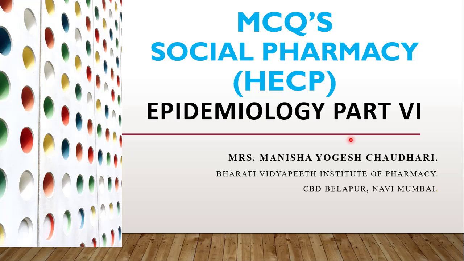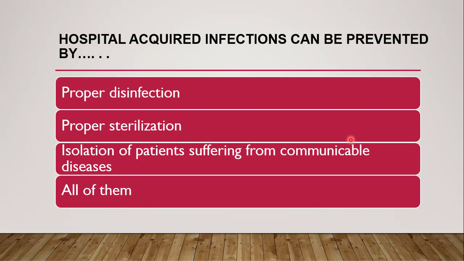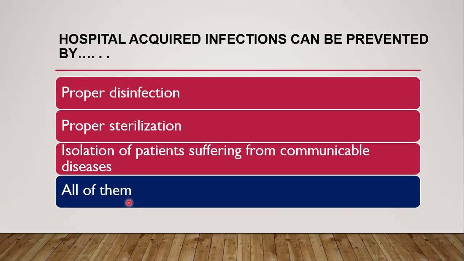So to start with, the first question coming under Epidemiology is: hospital acquired infections can be prevented by dash. Whether they are prevented by proper disinfection, by proper sterilization, by isolation of patients suffering from communicable diseases, or all of them. The correct answer is, it is all of them.